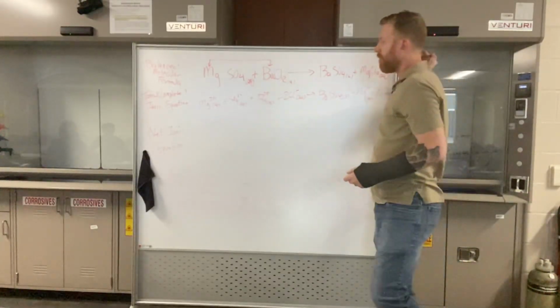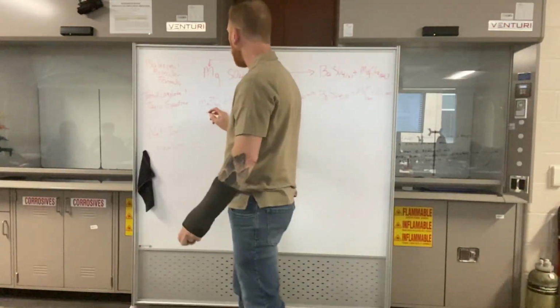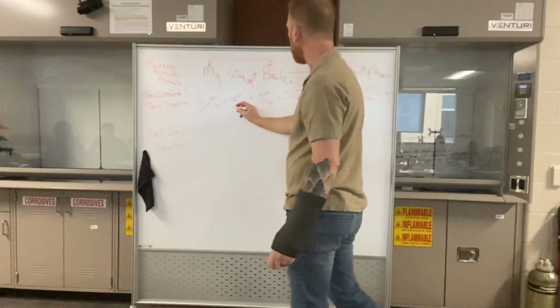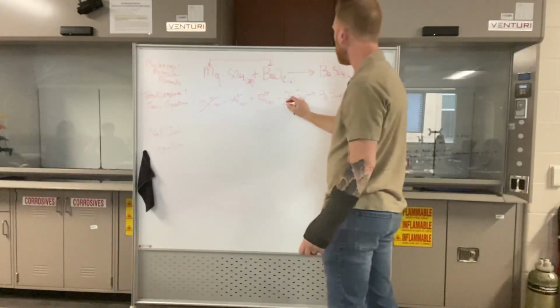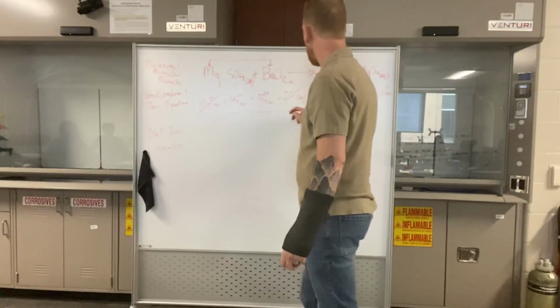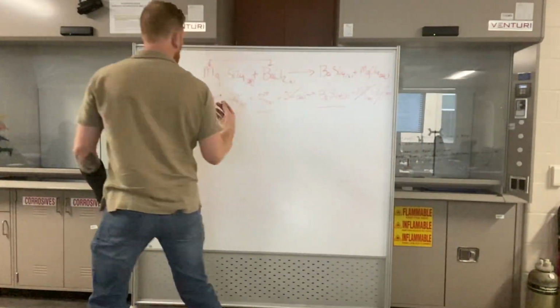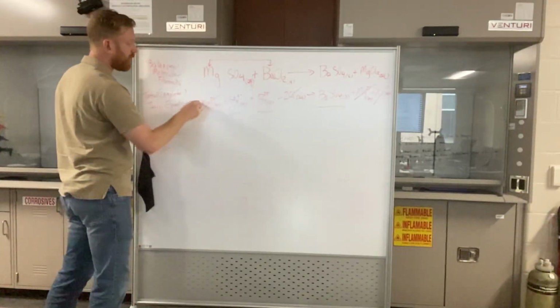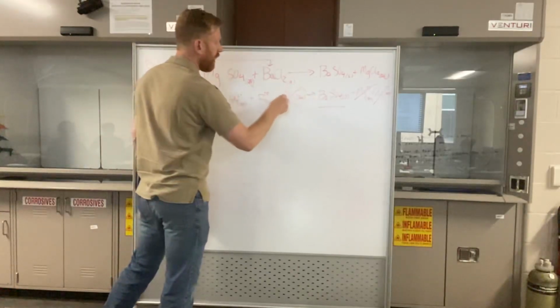So the next thing we do is we write a net ionic equation. And the way we do that is we get rid of anything that's on both sides of the equation. All the chloride, all the magnesium, and whatever you're left over with, that becomes the net ionic equation. What you end up taking out, these are called spectator ions.